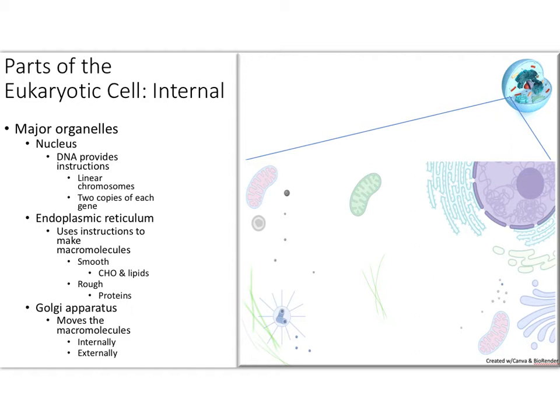Near the edge of the endoplasmic reticulum, we will find the Golgi apparatus. The Golgi apparatus essentially takes the macromolecules that were made in the endoplasmic reticulum and packages them up, helps finalize them, get them into their final form, and processes them so that they can be moved either internally, so somewhere else inside the cell, or externally. If the cell is creating a molecule that's going to be excreted from the cell, the Golgi apparatus can package that up and help get it to the plasma membrane so that that molecule can be sent outside the cell.